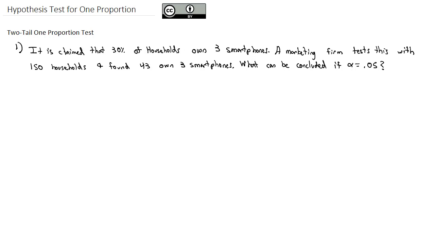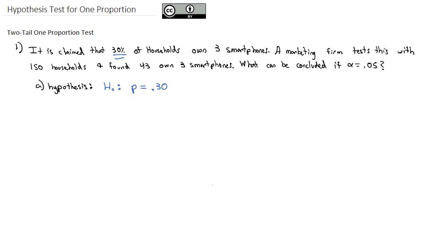As with all hypothesis tests, we'll go through that same 6-step process to make sure we cover all the elements needed for a hypothesis test. The first is identifying the hypotheses. The null hypothesis is that our proportion, we're talking about a proportion or percent, so we use P, is equal to 30% of households owning these 3 smartphones.